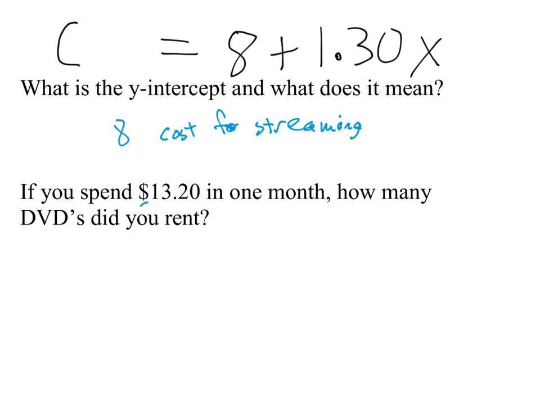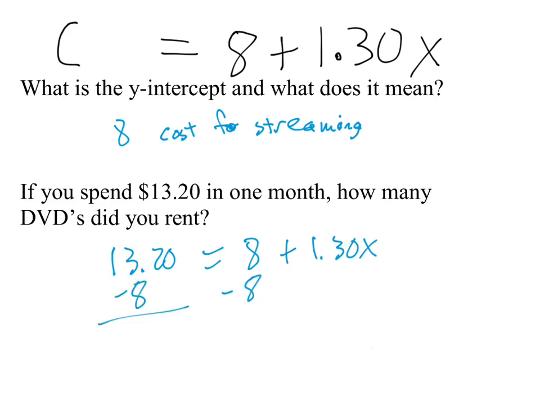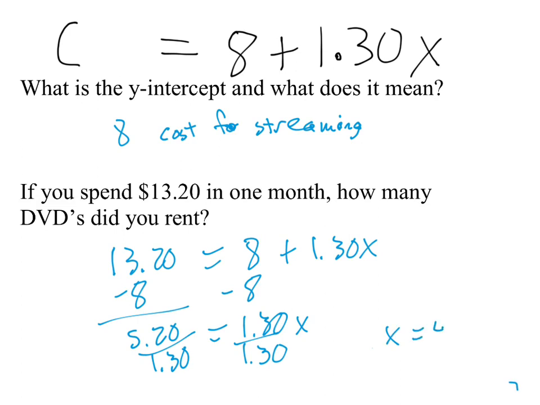If you spent $13.20 in a month, how many DVDs do you rent? Well, that makes a little equation. The cost was 13.20, and it comes from 8 plus 1.30x. This is a little bit of solving here. You can subtract your 8, and now we're looking at 5.20 equals 1.30x, and you can just divide off the 1.30. You're going to get that x is 4.